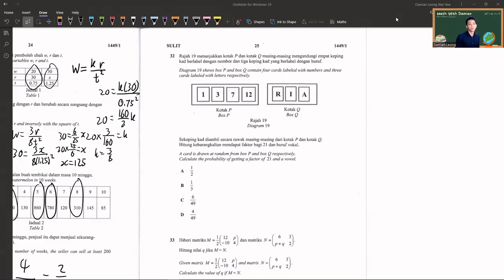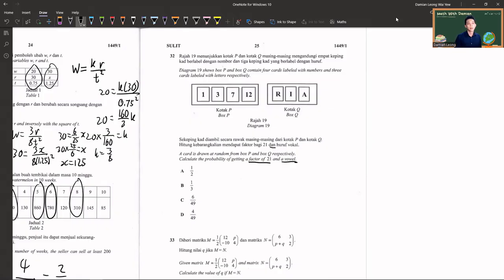Okay, so both of this has to happen. Okay, whereby we have factor of 21 and a vowel. And means intersect. Okay, kalau dia ada dan, maksudnya persilangan antara dua acara ini. So factor of 21 is 1, 3, 7.